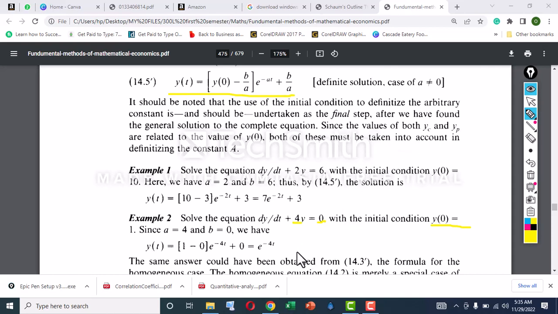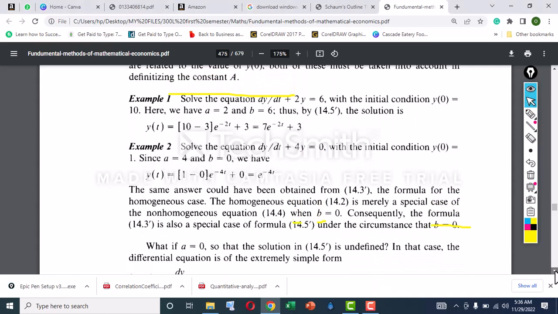So we are now going to have it as 1, which is our y at 0, minus b over a. That's 4 divided by 0 divided by 4, which is 0, e raised to power minus 4t. A is 4, minus 4t, plus b over a is still 0. So the answer will now be equal to e raised to power minus 4t. So that's just as simple as it can be. I don't think that should be an issue for us.